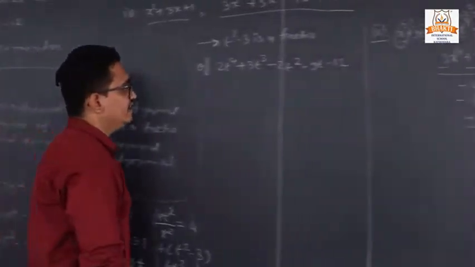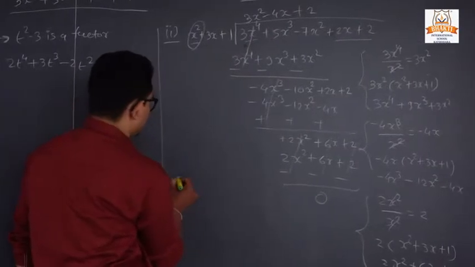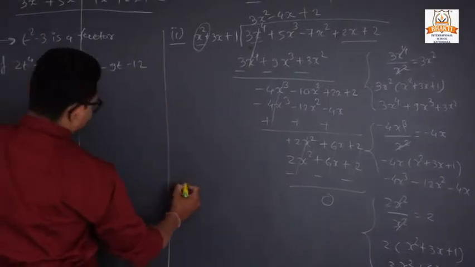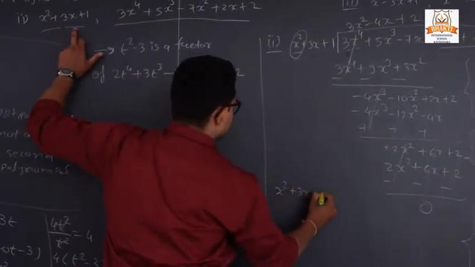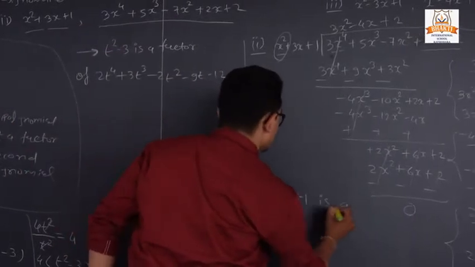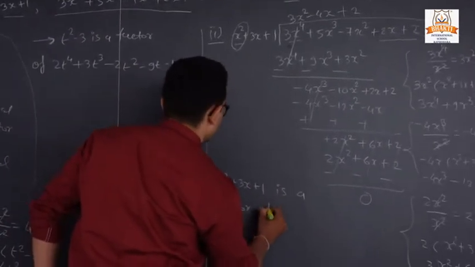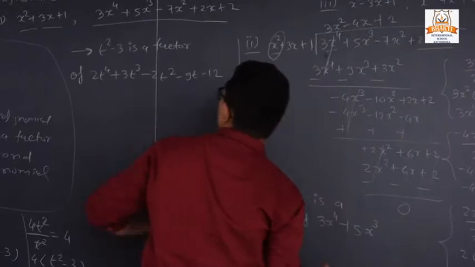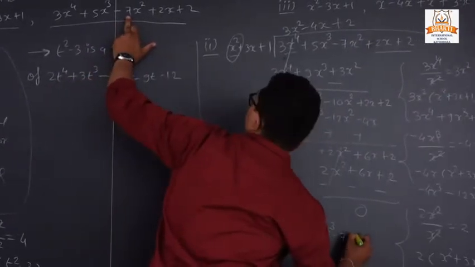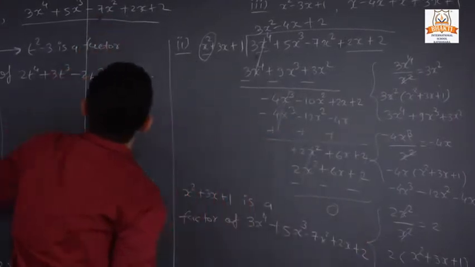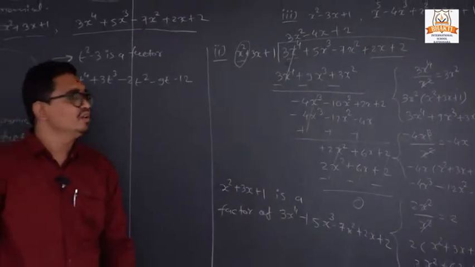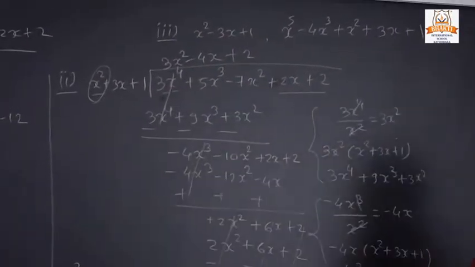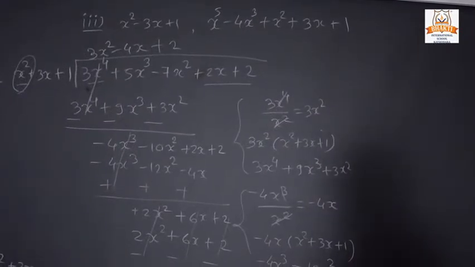So here we can write like that: x square plus 3x plus 1 is a factor of 3x raised to 4 plus 5x cube minus 7x square plus 2x plus 2. Clear? So the last sum of that exercise is the same as our question number 1 and question number 2.